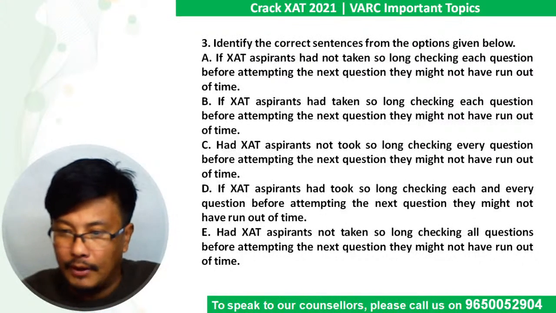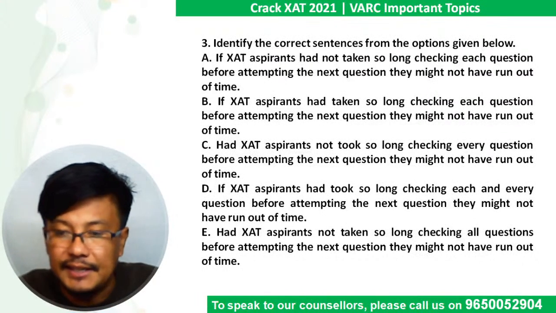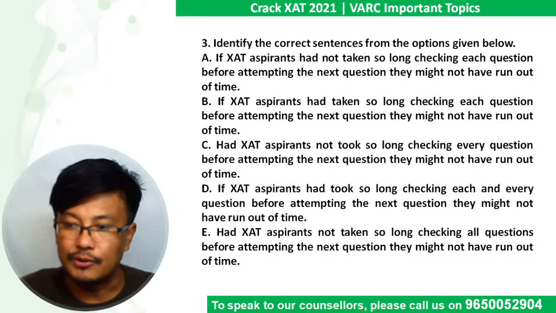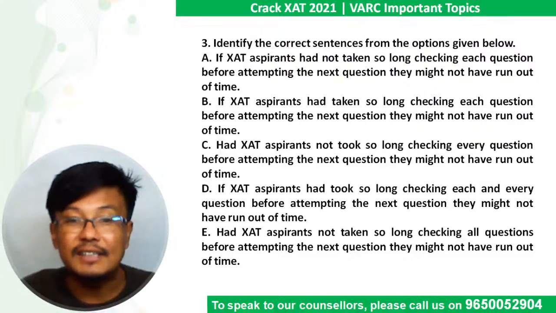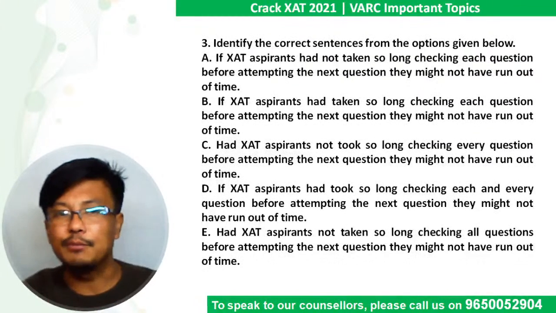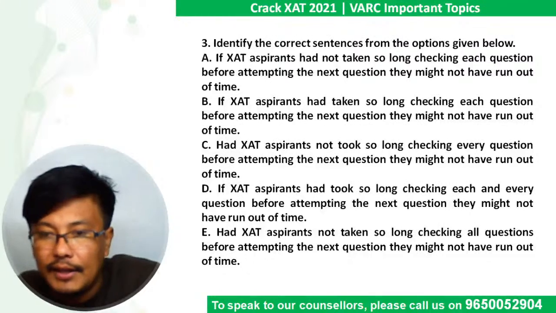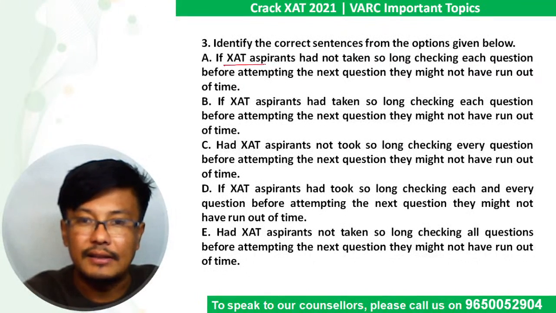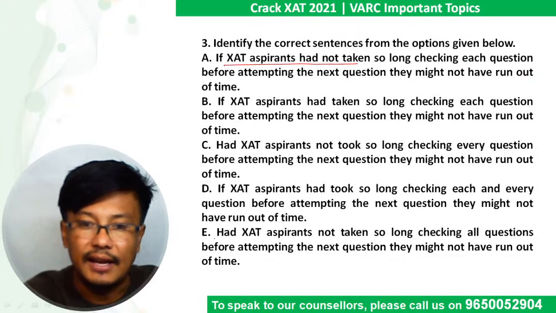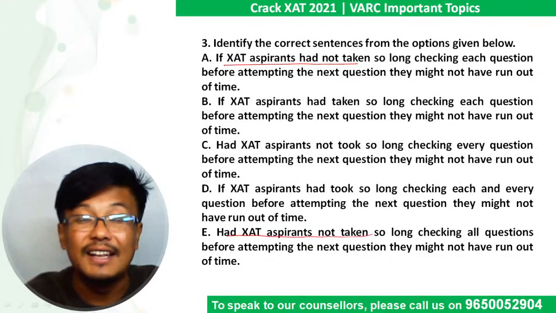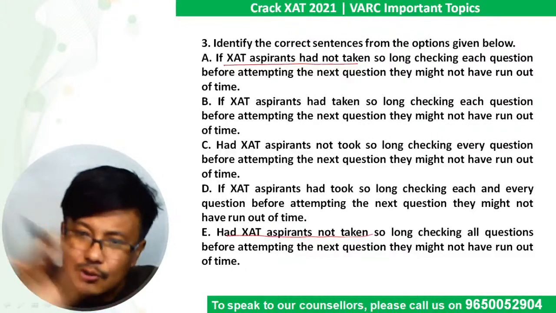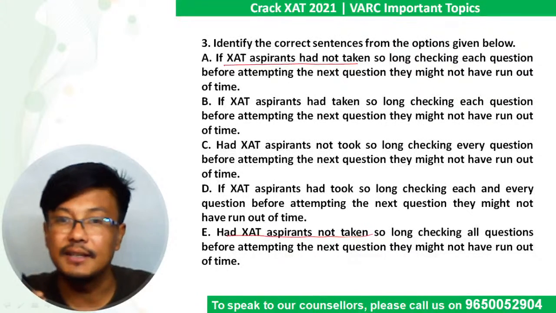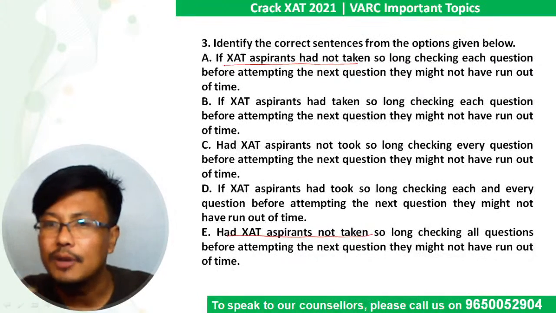Now, Apurva thinks the answer is E. Apurva, okay. Harshita also thinks the answer is E. Those of you who think the answer is E, tell me what is the problem with E. If you notice, if aspirants had not taken, and had aspirants not taken, these two structures are virtually the same thing, right? So those of you who are saying E is the answer, it means that A is wrong. But what is the problem with A?